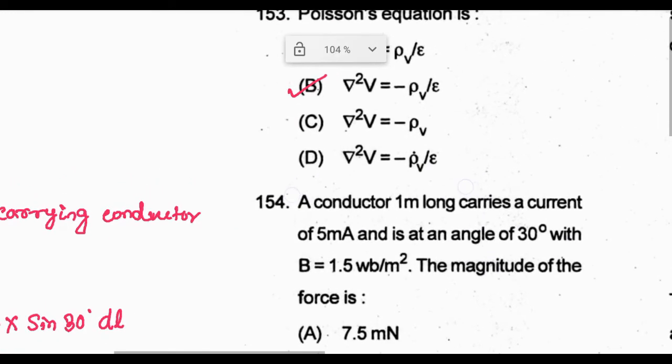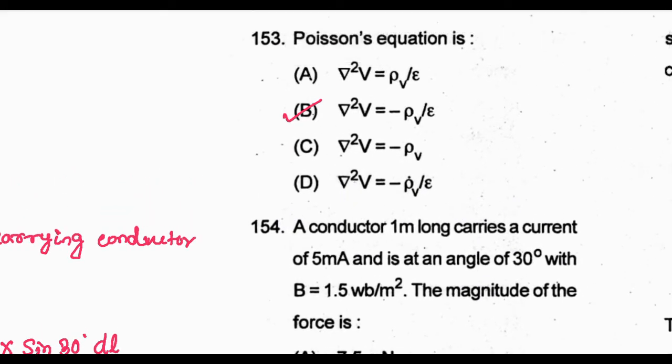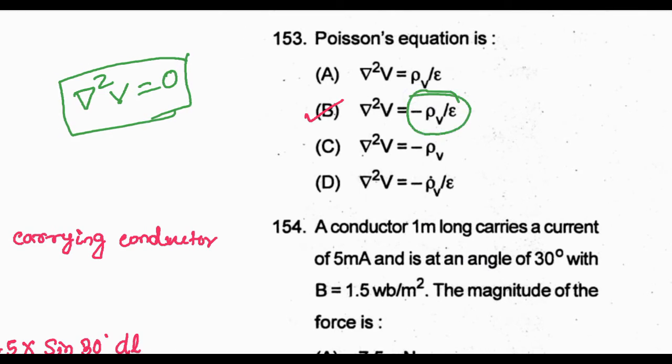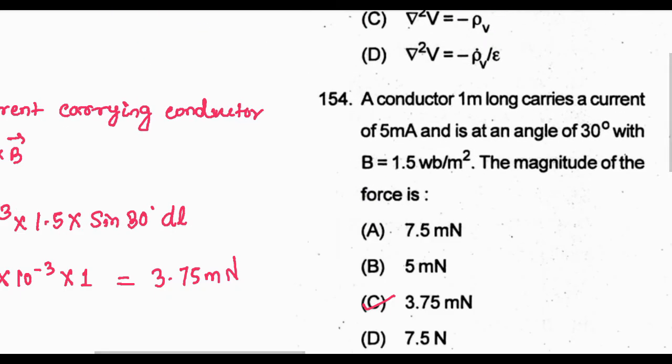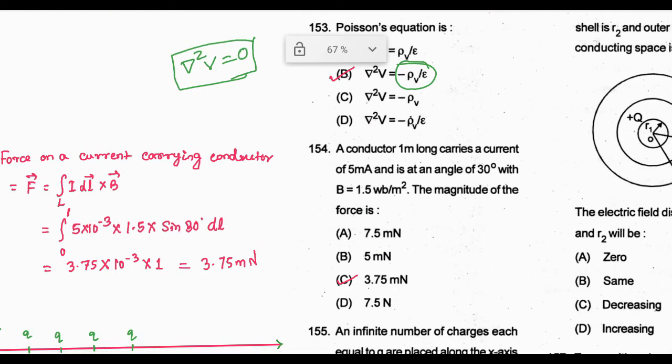Next question number 153. Poisson's equation is del square V is equal to minus rho v by epsilon. Rho v is the volume charge density, and del square is the Laplacian operator. And if it is asking for the Laplace equation, it indicates del square of any parameter, suppose I am taking V, will be 0. This is the Laplace equation. And what is Poisson's equation? Poisson's equation is a non-zero value, that means minus rho v by epsilon. Next question is question number 154.